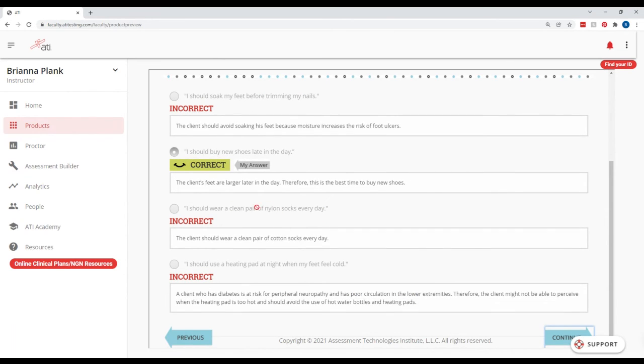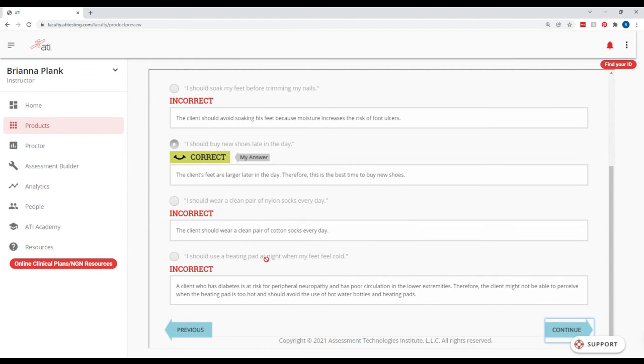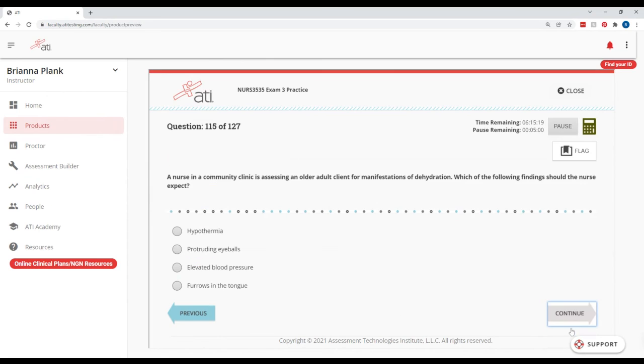Nylon, I almost picked this one because I was like, oh yeah, clean socks every day. But we want to wear cotton socks. We don't want to wear nylon socks because that increases sweating and that can increase the friction in the socks. So we want to wear cotton socks and we do want to wear a clean pair every day. And we don't want to put heating pads on diabetic feet. That's a no-no.